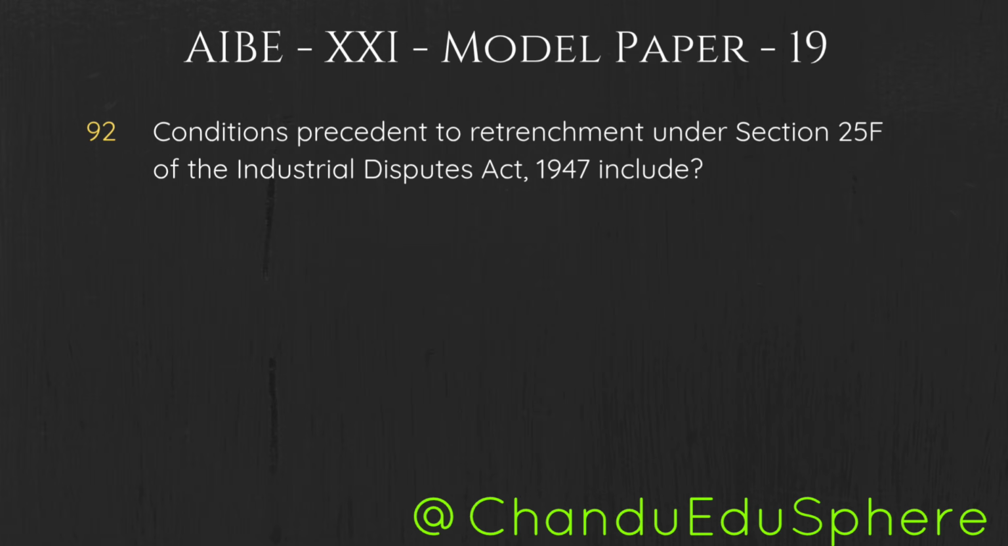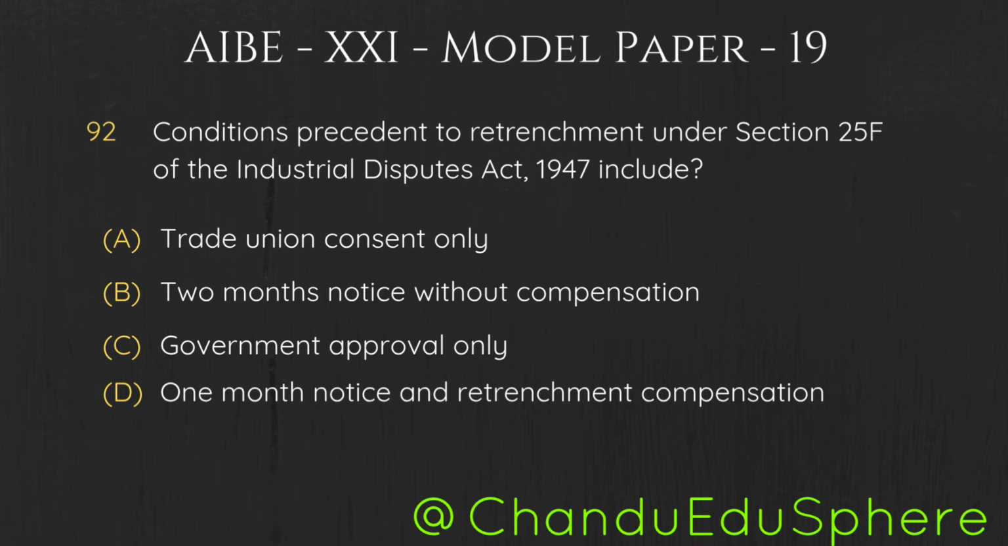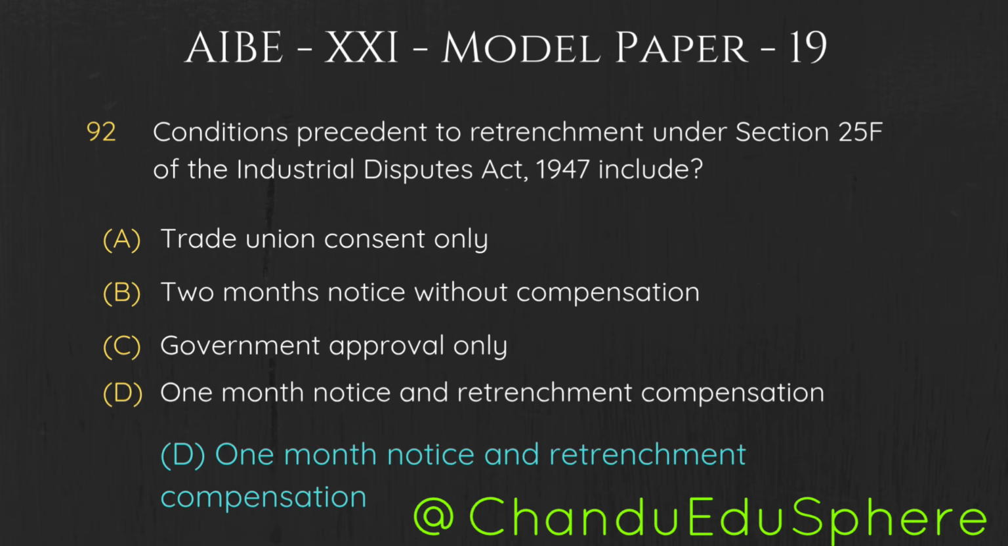Conditions precedent to retrenchment under Section 25F of the Industrial Disputes Act 1947 include one month's notice and retrenchment compensation, and notice to the appropriate government. So D is the right choice.